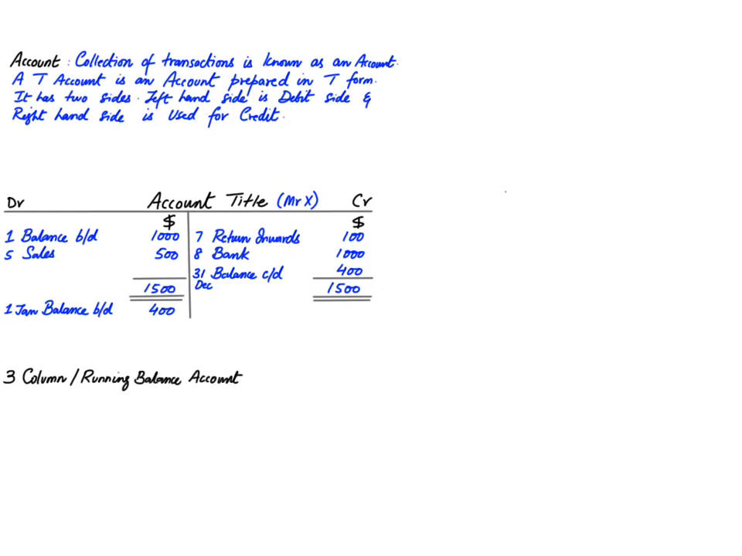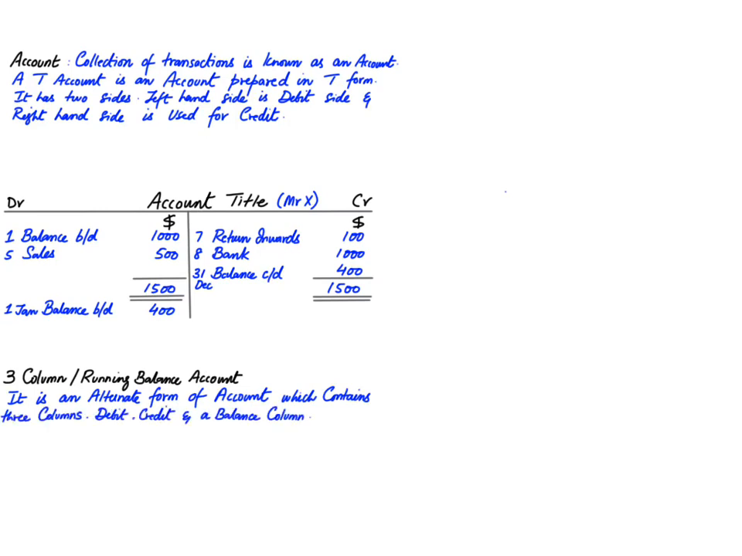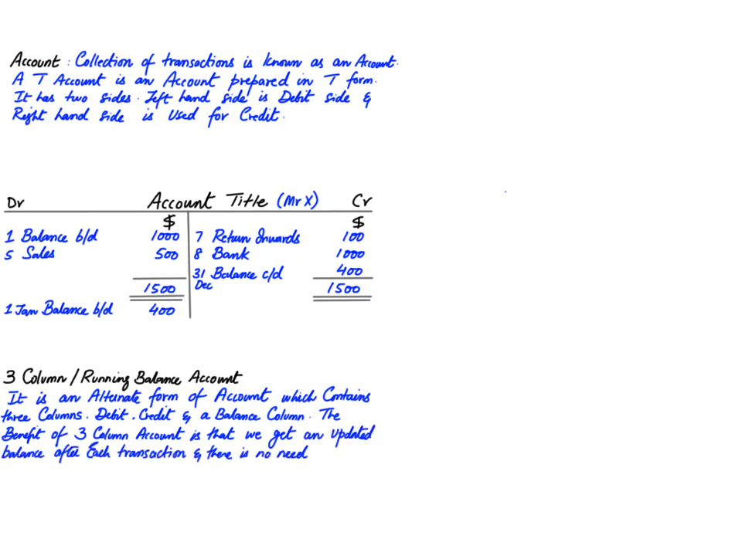Now, instead of making a T account, we can also make a 3-column account, also known as a running balance account. What is a running balance account or 3-column account? It is an alternate form of a T account in which there are 3 columns. In a T account there are 2 columns, one is debit and one is credit. In a 3-column account there are basically 3 columns, one for debit, one for credit, and the third one is of balance.